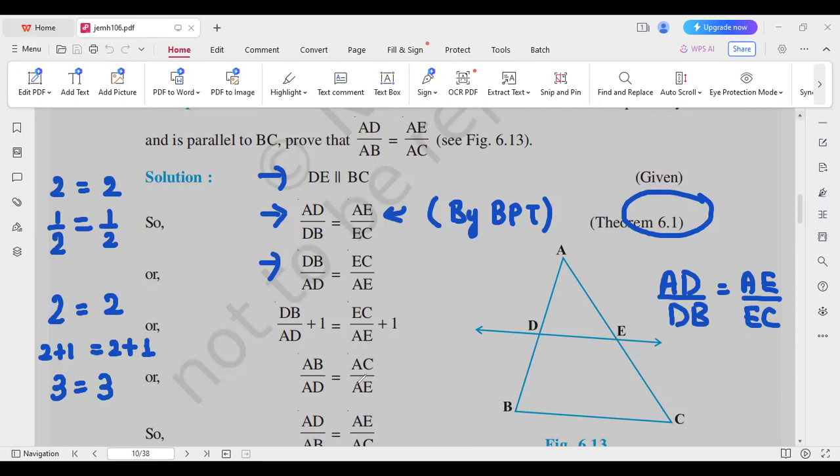Are you understanding what I'm saying? So, Manya, you can notice here that in this DB upon AD and EC upon AE, in दोनों में +1 add किए हैं. Are you understanding what I'm saying? Yes. So, see, इसमें भी +1 add किया, इसमें भी +1 add किया. अभी इसके बाद क्या किया? They have taken LCM. Okay, मान्या, आपको समझ आ रहा है ये सारी steps अभी? कोई डाउट आ रहा है?